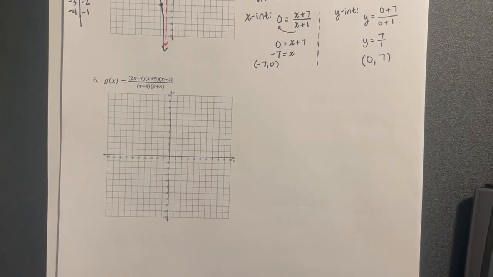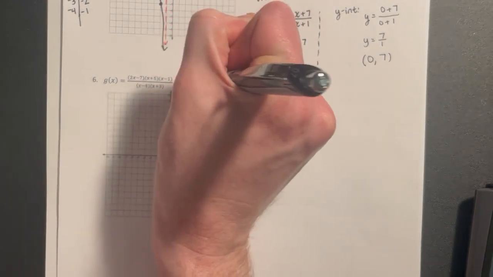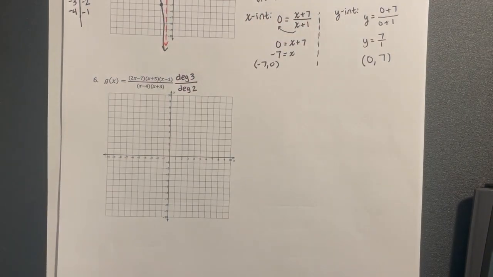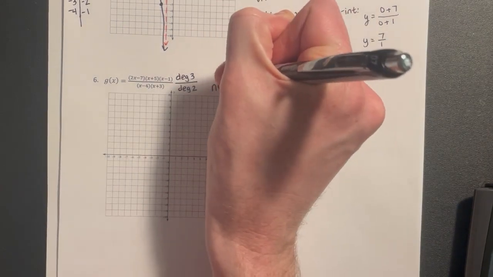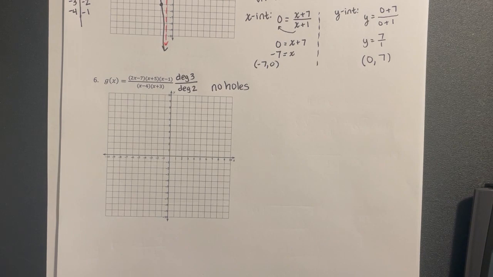Now 6 is a little bit more complicated because we'll notice that we have 3 factors on top, which makes this degree 3. And we have 2 factors in the denominator, so degree 2. Looking at the factors, I see that none of them are common, so this does not have a hole. But we do see some vertical asymptotes. We might find some x-intercepts, and we're going to have a slant asymptote.